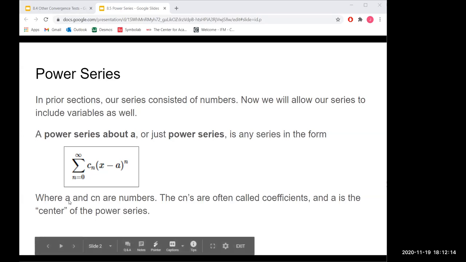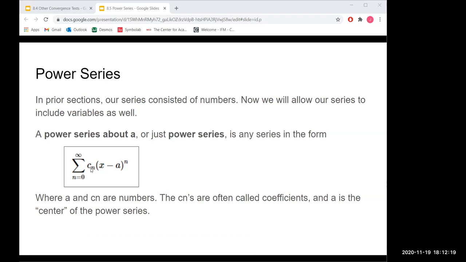So the c sub n, the thing in front of the parentheses, we refer to those numbers as the coefficients, which should be intuitively obvious. And then the number a, in x minus a inside the parentheses, that is usually what we refer to as the center of the power series. That's kind of why we call it a power series about a. So the number a is the center, and c sub n are the coefficients.